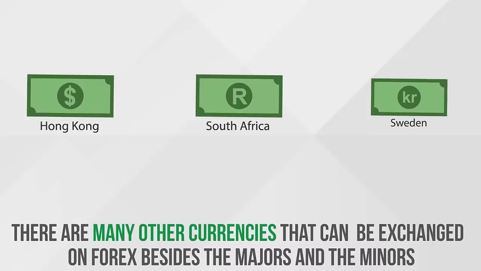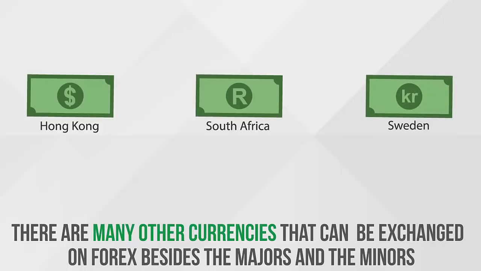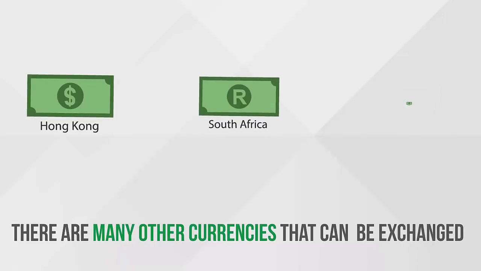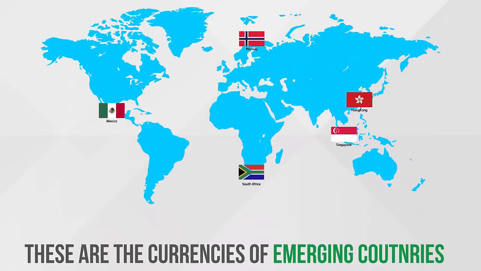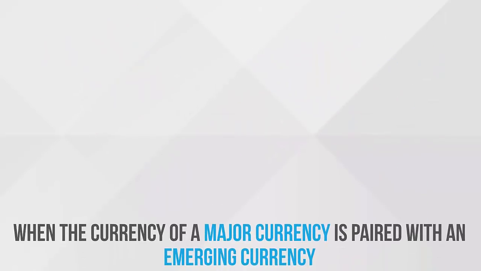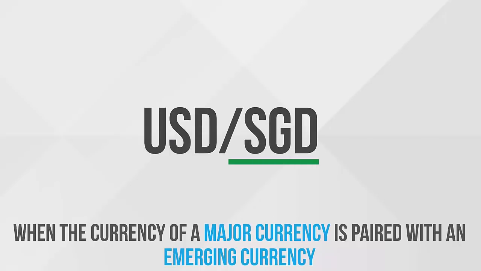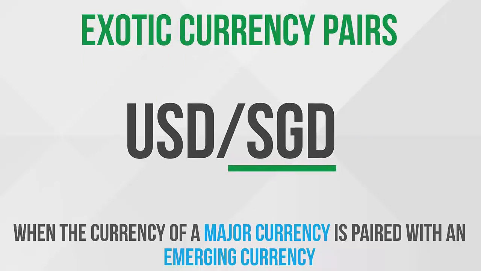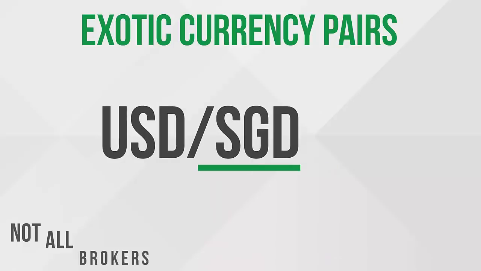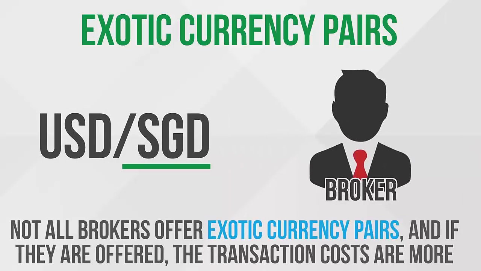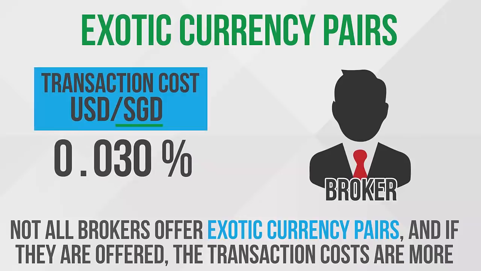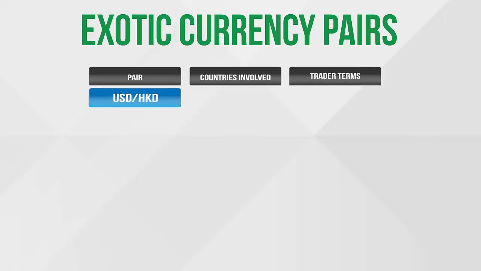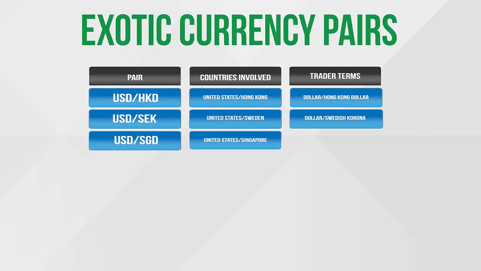Of course, there are many other currencies that can be exchanged on Forex besides the majors and the minors. These are the currencies of emerging countries. When the currency of a major currency is paired with an emerging currency, it is called an exotic currency pair. Not all brokers offer exotic currency pairs, and if they are offered, the transaction costs are typically more. However, it is a good idea to be familiar with some of these pairings.